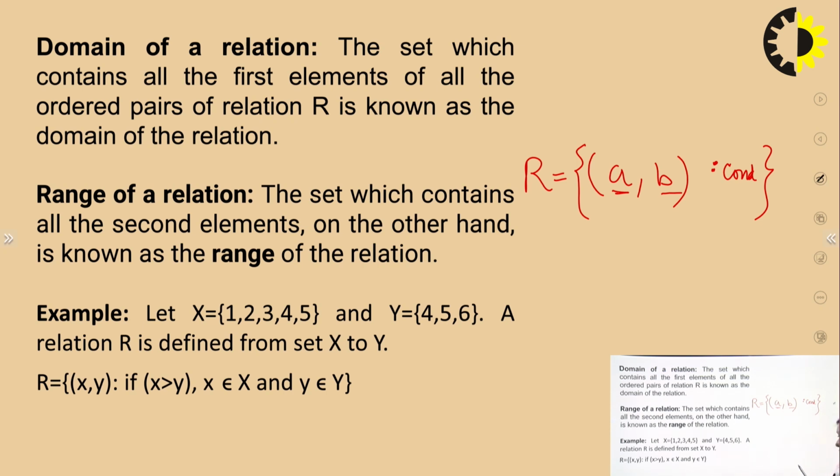Now let's again take an example. Suppose I have a set X which contains 5 elements 1, 2, 3, 4 and 5. I have another set Y which contains the elements 4, 5 and 6. Now a relation is defined as R is equal to, it contains ordered pairs (X, Y) if X is greater than Y. Now this is the condition which is defining this relation, and the first element X will belong to the set capital X, and the second component Y will belong to the set capital Y.